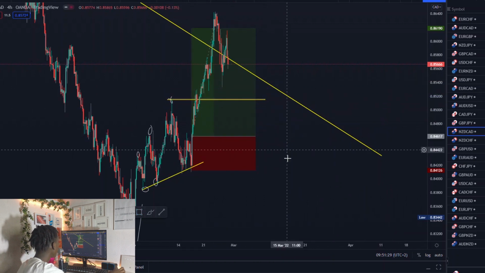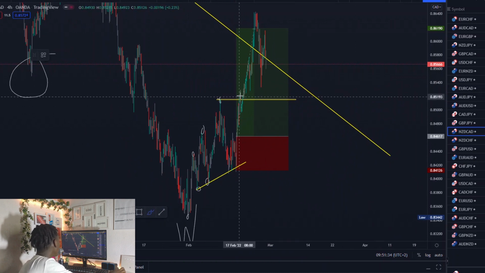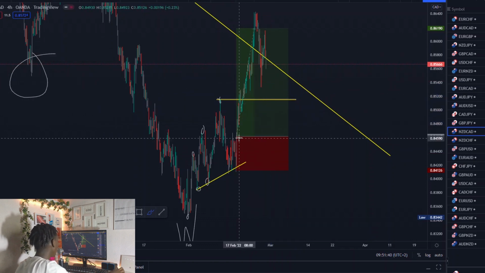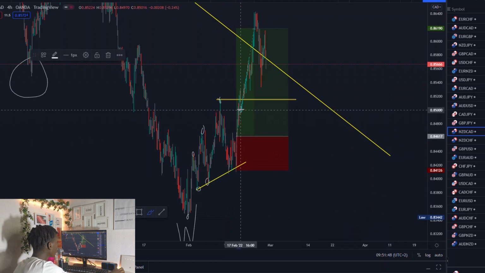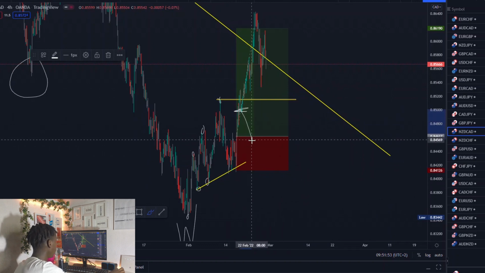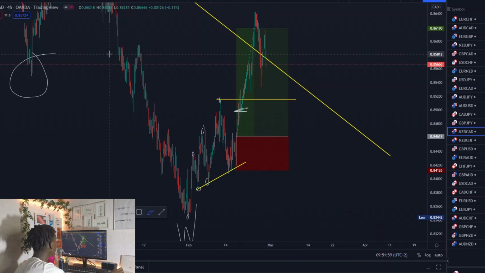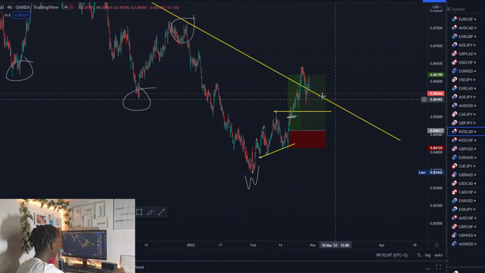I then protected my profits, because I'm not really sure what price would have done after creating a new higher high. It would have come back, and then it would have done some other stuff that I wasn't ready for. So I wait for price to actually give me a new higher high so that I can protect my profits. If price was somewhere here, I wouldn't have protected my profits, because price might have gone there. I explained in my previous videos why I don't trail stop, or why I don't move my stop loss to break even way too early. So I just simply took a 1:3 risk-to-reward ratio.